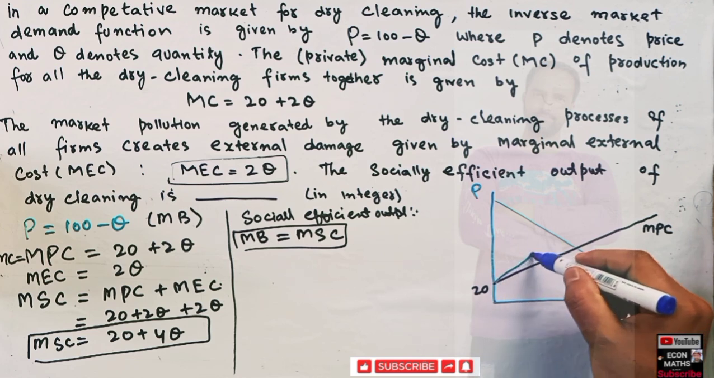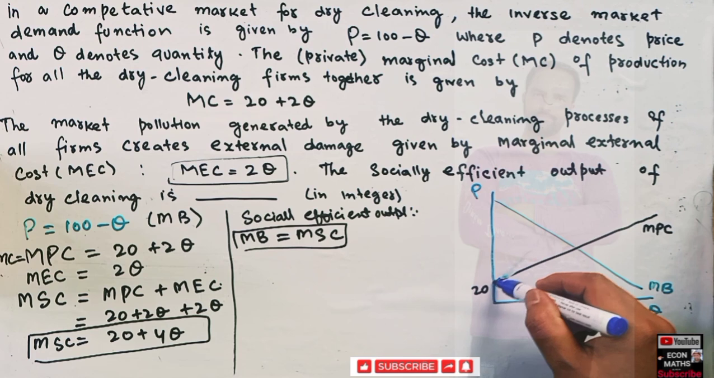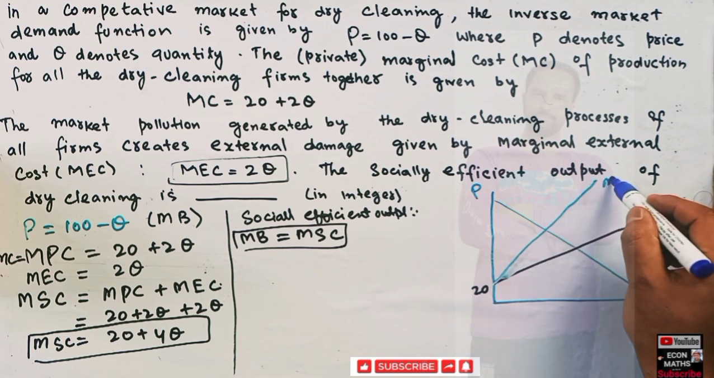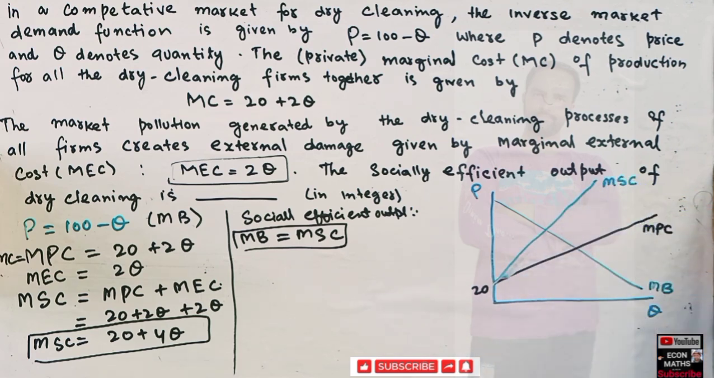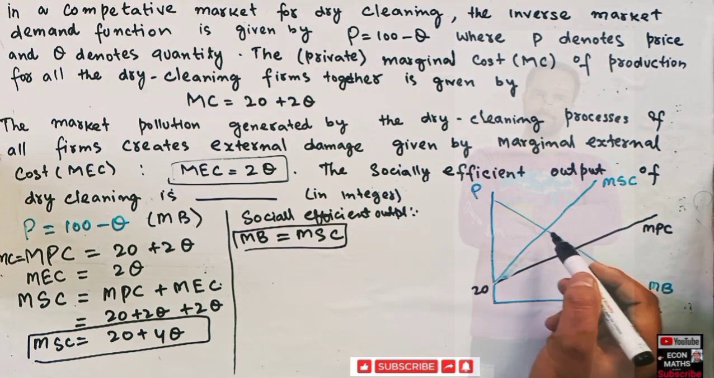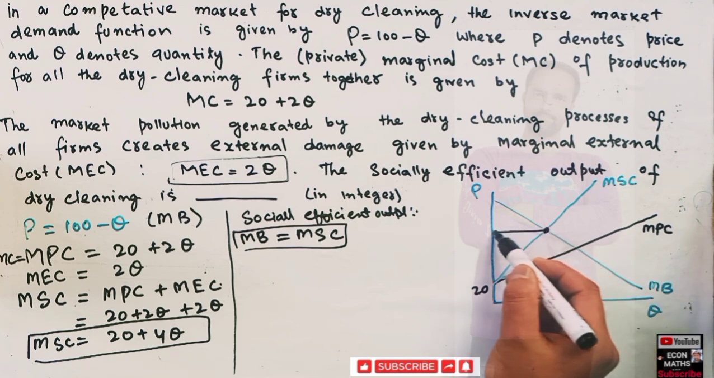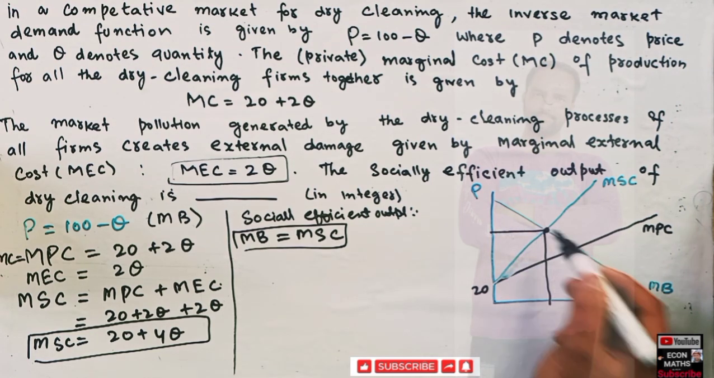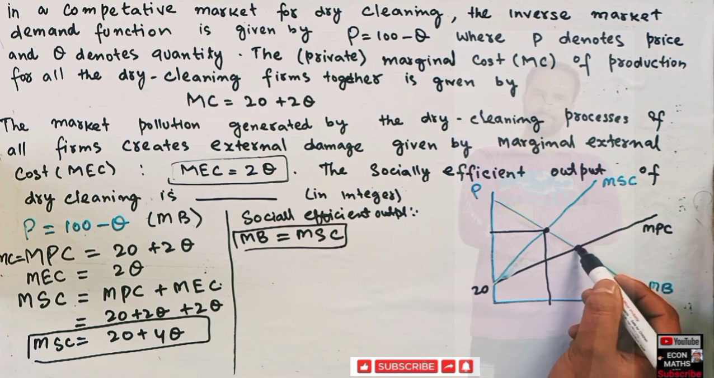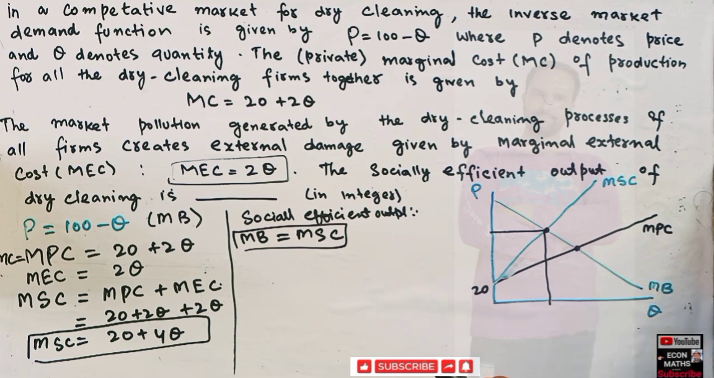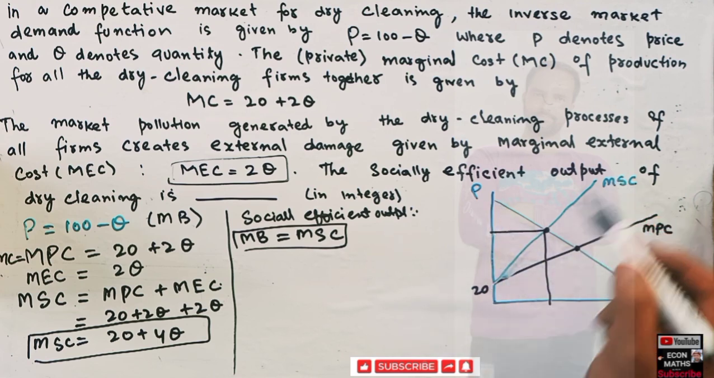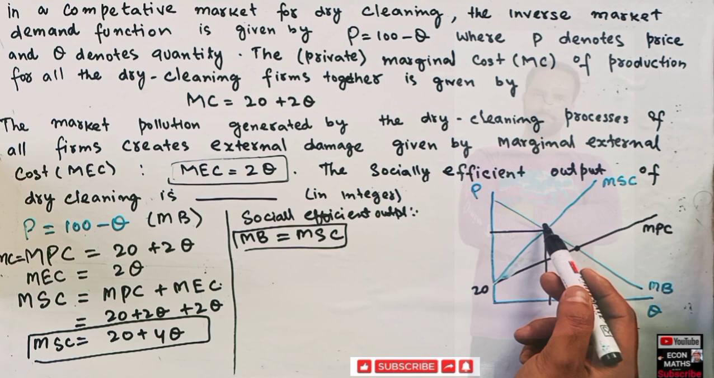So let us say this is our marginal social cost curve. Okay, how do we find this? When we add up the marginal private cost and the marginal external cost, we get the marginal social cost. So this point will denote our socially efficient point, and this is our market efficient point. So when the marginal benefit curve intersects the marginal social cost curve, we get the socially efficient output point.